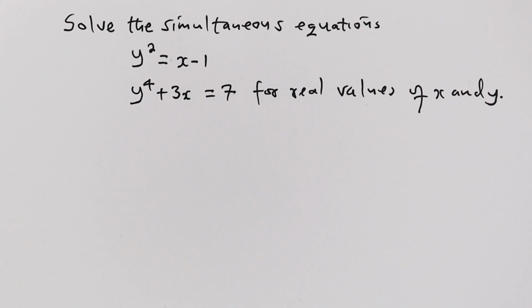Let us look at this interesting equation. Solve the simultaneous equations: y squared is equal to x minus 1, and y raised to the power 4 plus 3x is equal to 7, for real values of x and y.